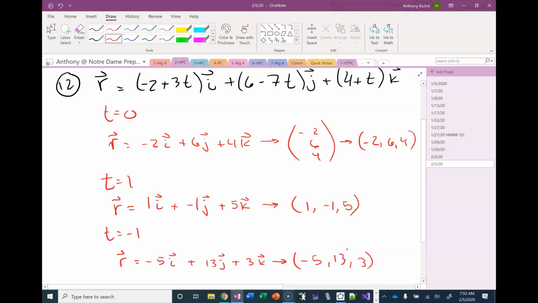Jackie, does that feel okay? Yes. So just pick whatever values of t you want, and it'll evaluate down to 3 components, and those 3 components are just then your points. Okay? So not too bad, right?